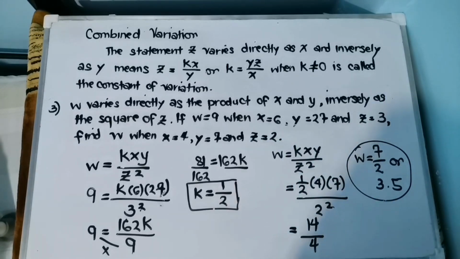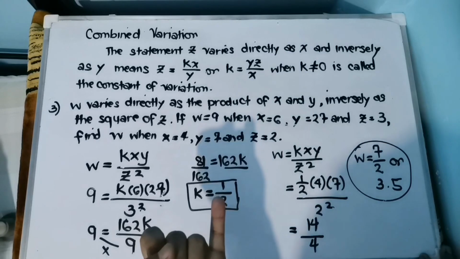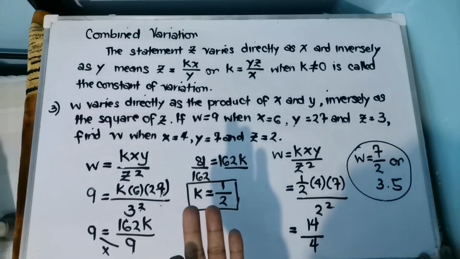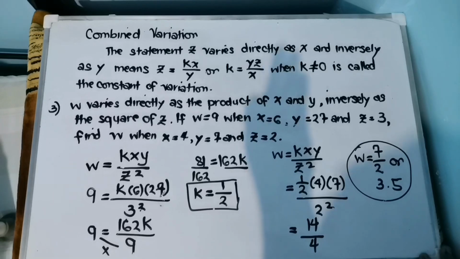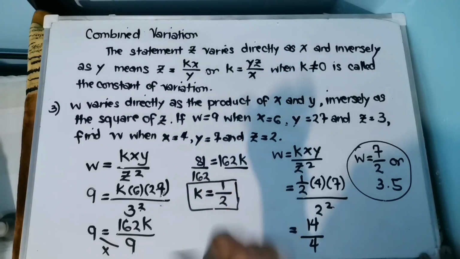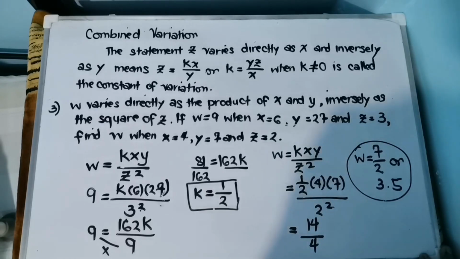So that concludes our video lesson regarding variation. So I have discussed direct variation, direct square variation, inverse variation, joint variation, and last but not the least, we have here the combined variation. So I hope that you learned something today.